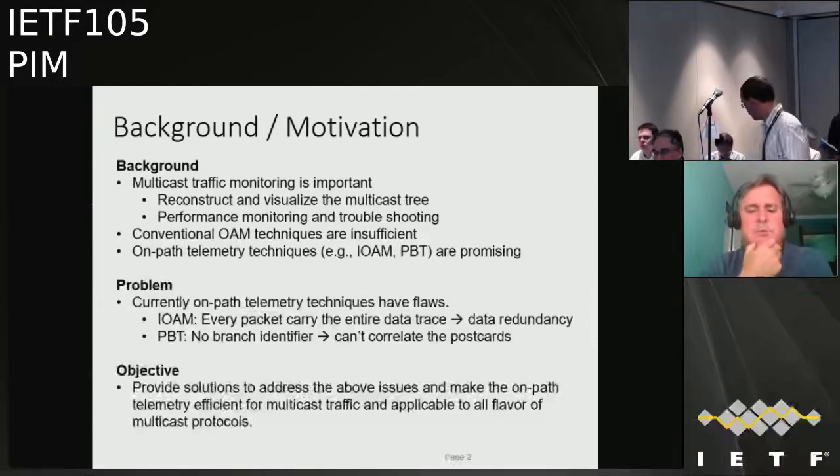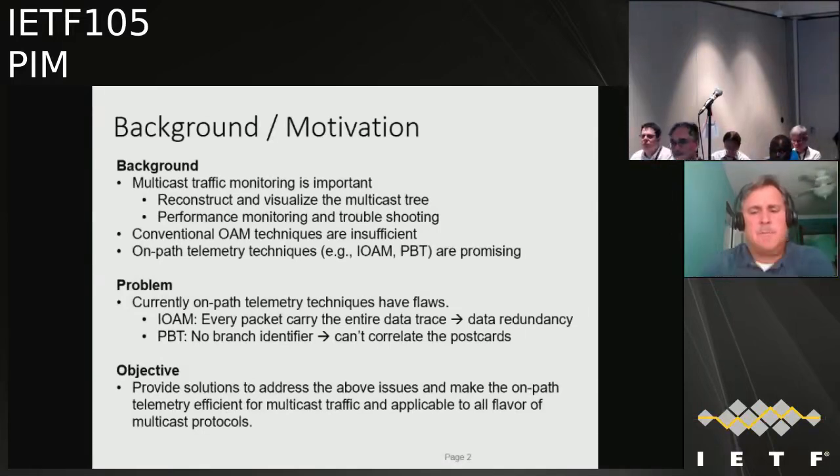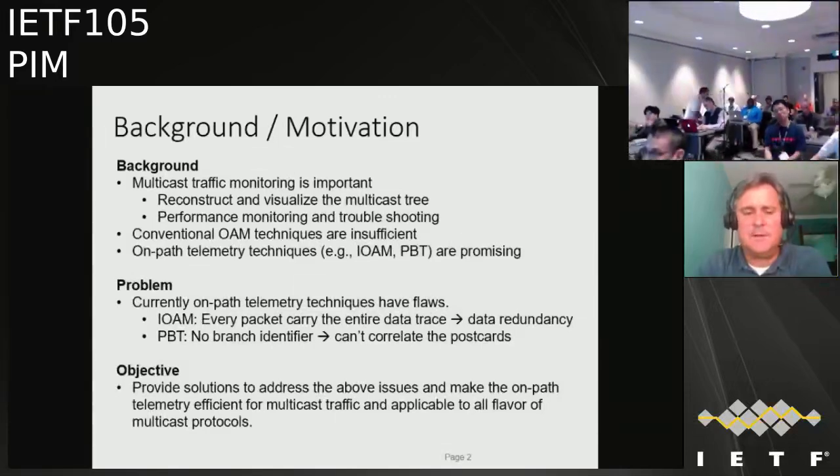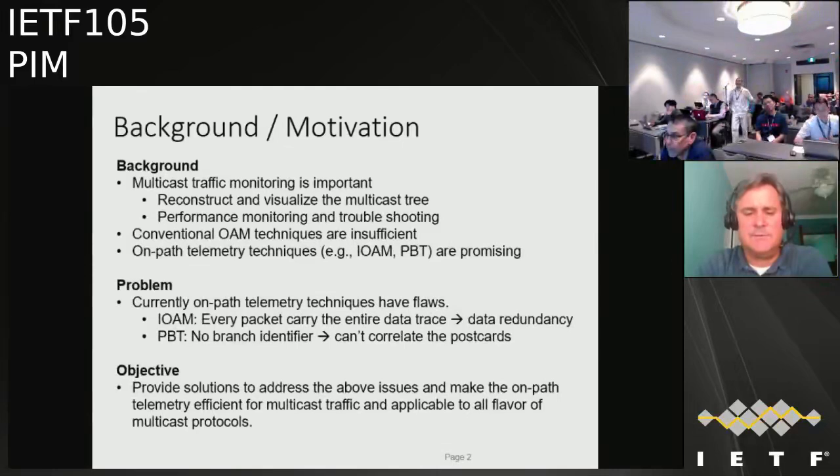Okay, thank you. And we do reference your document, your OAM document that's in BIER. We reference that in this draft. Yeah, so the current on-path telemetry techniques do have some flaws, at least for multicast. With IOAM, every packet carries the entire trace data, so there's a lot of data redundancy. And with PBT, postcard-based telemetry, there's no branch identifier, so you can't correlate the postcards. And so we're trying to produce a solution that addresses these issues.